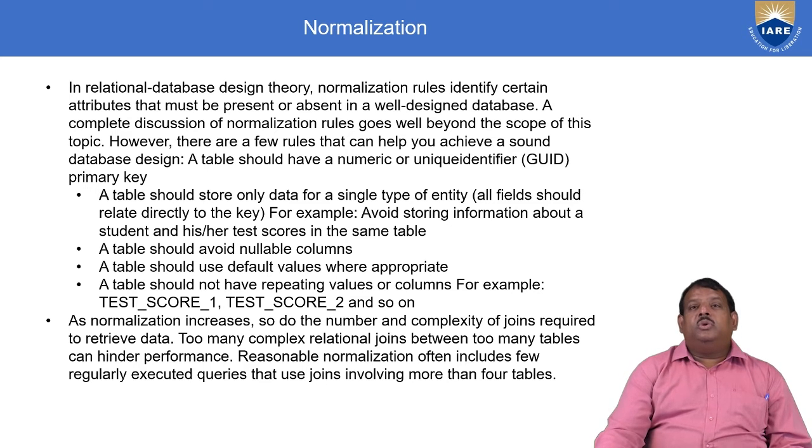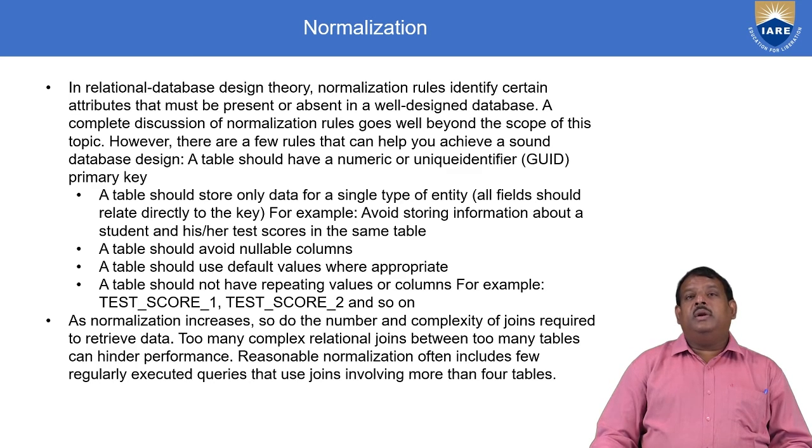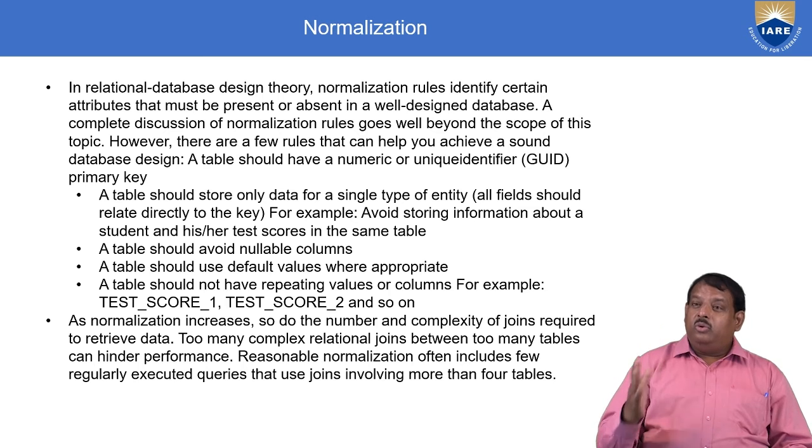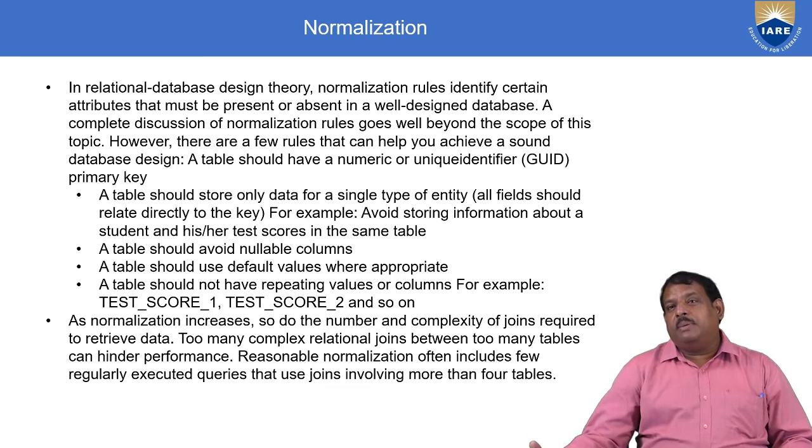A table should store data for a single type of entity. All fields must be related to the key. For example, avoid storing information about a student and their test score in the same table. If you want to store student information, why would you store the marks in the same student table? Because you'll be writing various marks. So you avoid that, and separate the marks into a table separate from the master student table.